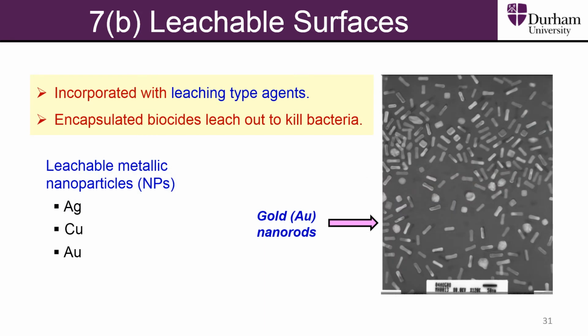Next is the leachable antibacterial surfaces. Such surfaces are typically fabricated by incorporating metallic nanoparticles such as silver, copper, and gold, which are released from the surface upon bacterial contact and kill the bacteria cells.